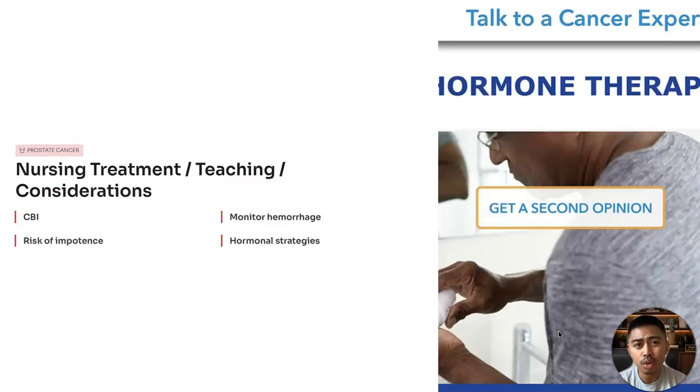As far as nursing considerations go, we have to make sure we know how to set up and monitor a CBI, or continuous bladder irrigation. You'll also have risk of impotence or erectile dysfunction, so we've got to make sure we know how to educate and use appropriate therapeutic communication with our patients. If the patient has surgery, of course we want to monitor for any kind of hemorrhage post-op, and we can educate our patient with hormonal strategies such as the androgen deprivation therapy.